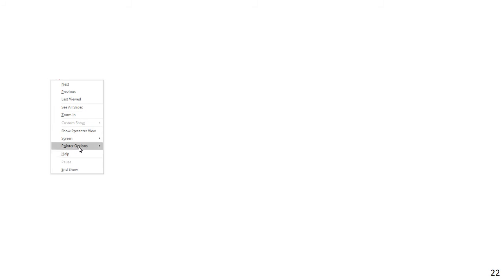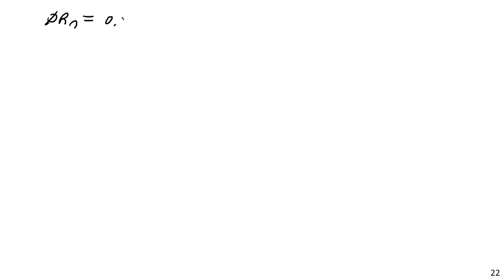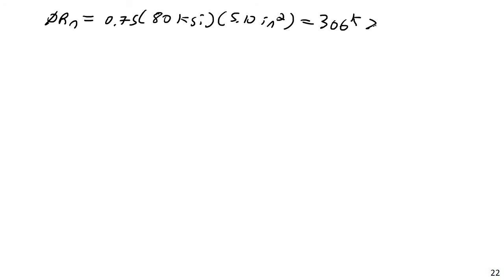And so then phi RN is going to be 0.75 times 80 ksi, the ultimate strength of this connecting element, of the material, times 5.10 inches squared. And this is then 306 kips, which is greater than 212 kips, our ultimate load, so we are good. And that finishes up this example. May it never return.